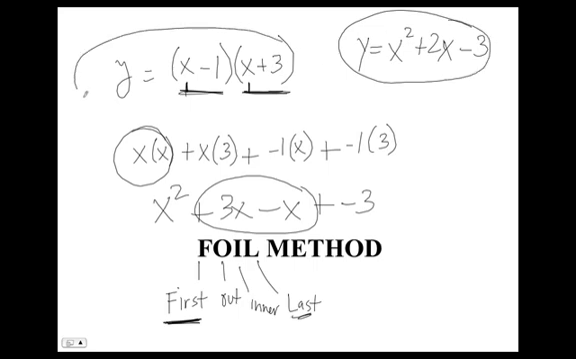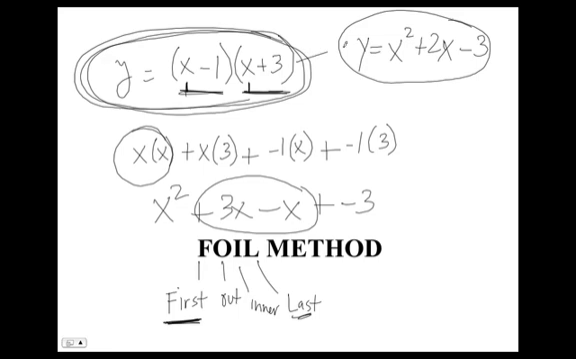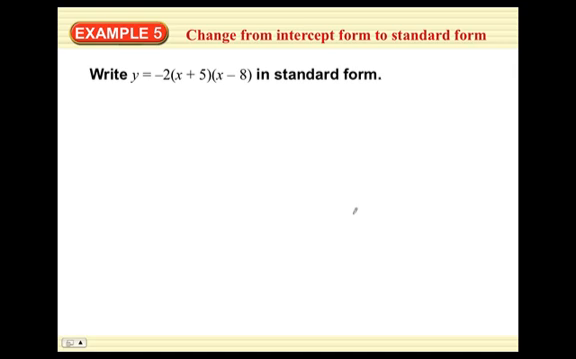What was this right here? True, we FOILed. What was this right here? Intercept form. To standard form. That's what we just did. That's what I want you to be able to know how to do. Go from intercept form to standard form. Okay? Use the FOIL method. Here we go. Change from intercept to standard.